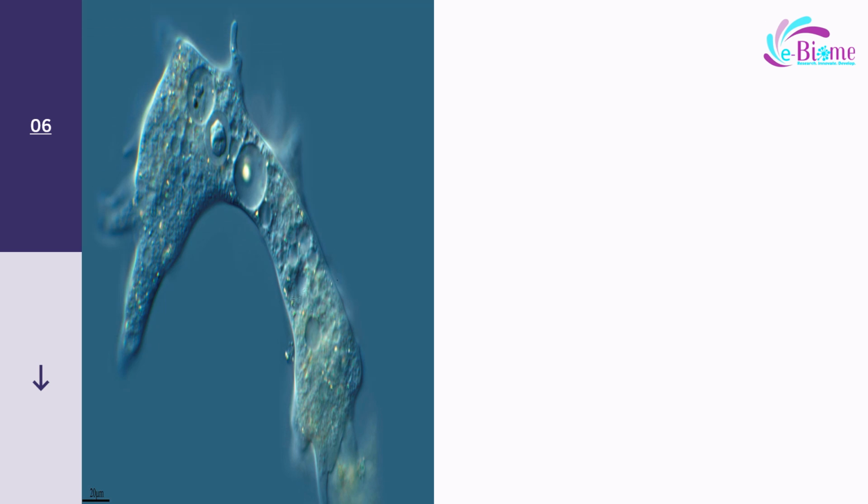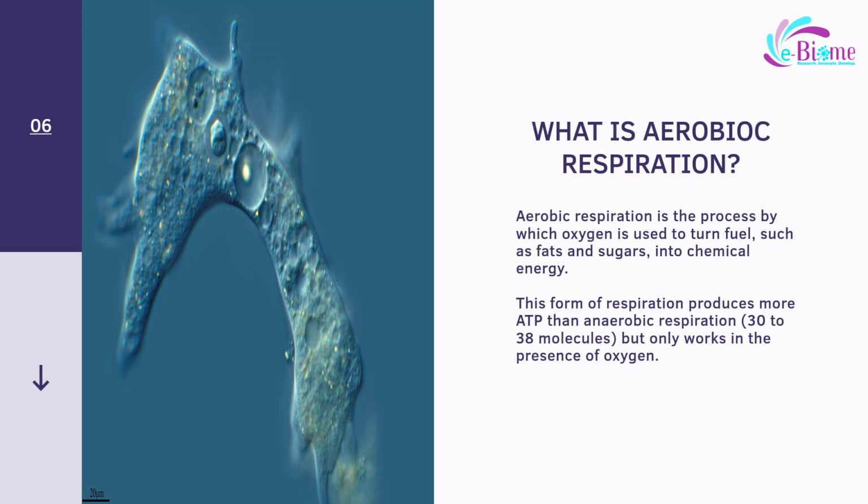Now that hopefully you have a better grasp on what an electron carrier is, let's discuss what aerobic respiration is. Aerobic respiration is the process by which oxygen is used to turn fuel, such as fats or sugars or other biological molecules, into chemical energy in the form of ATP. Basically, aerobic respiration is respiration that utilizes oxygen.